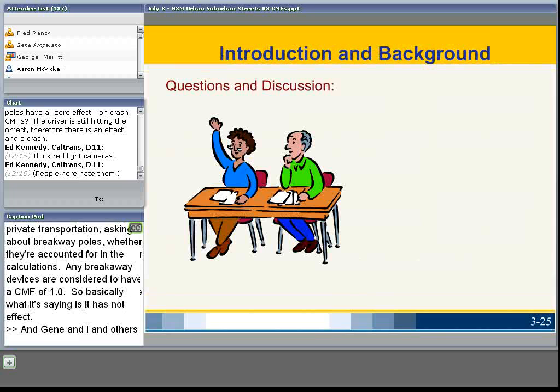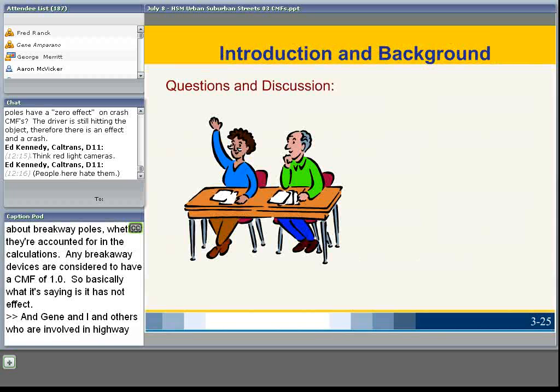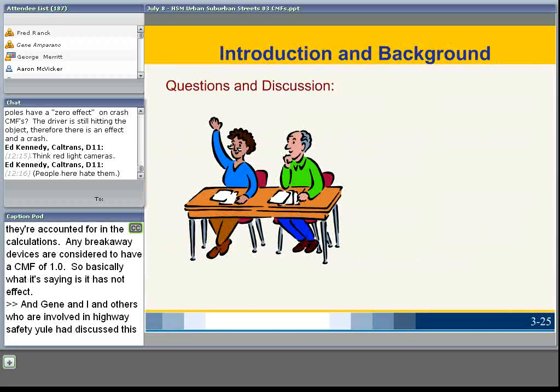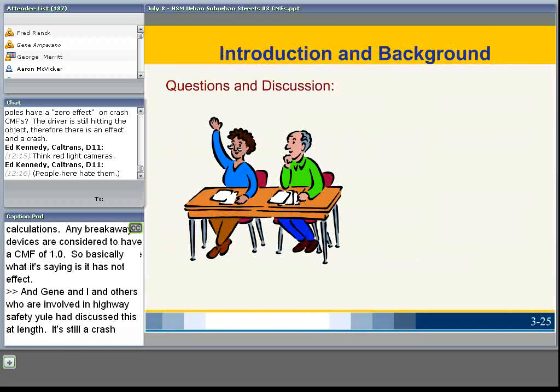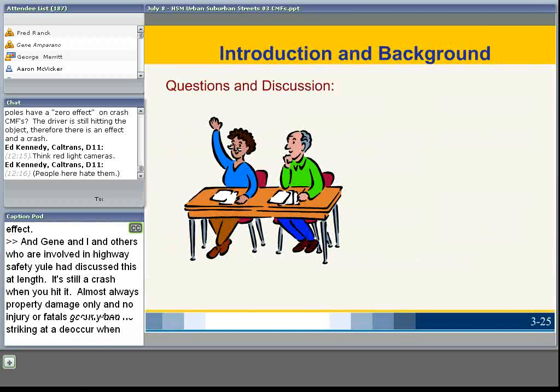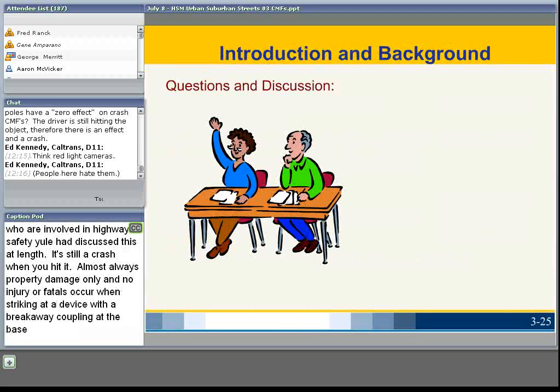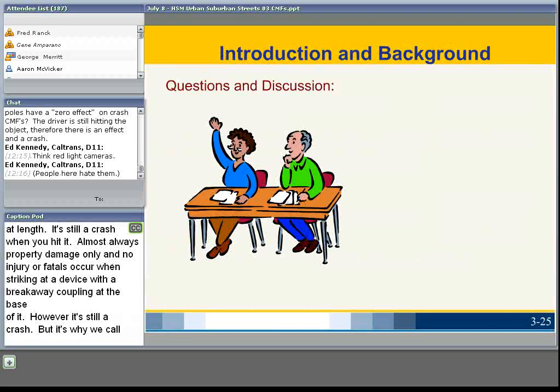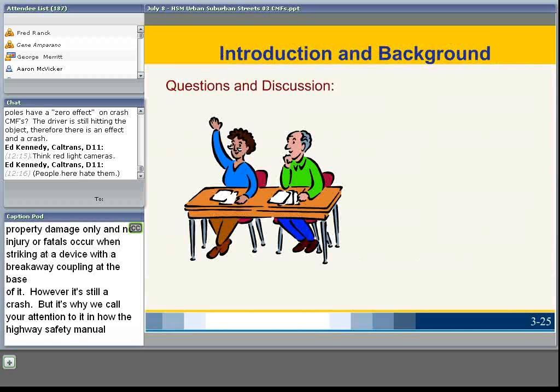There was a question from M. Ali, and let's see if I can go back and find it. Can a bridge pier in the median be considered a fixed object? The answer is yes, but the Highway Safety Manual in Chapter 12 does not consider in the CMF value any fixed objects in the median. It is only for fixed objects to the right of the right lane of the roadway.